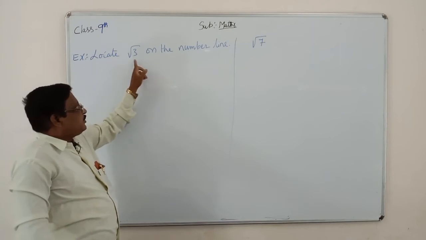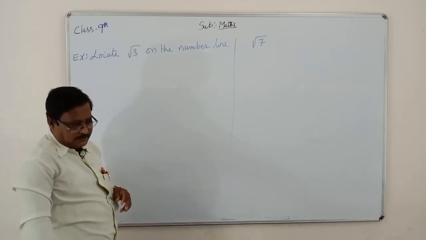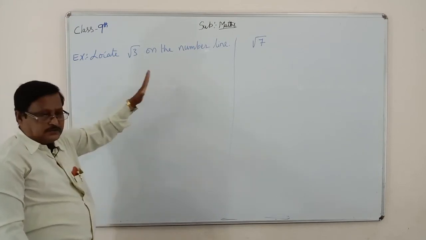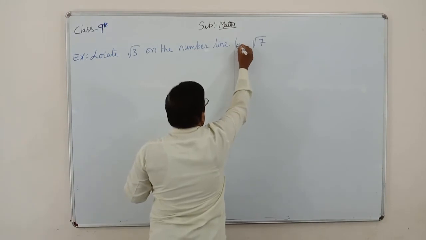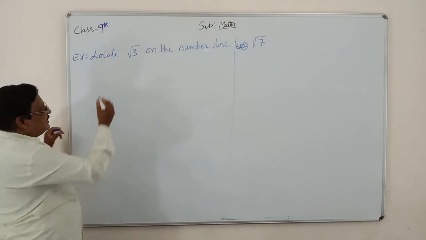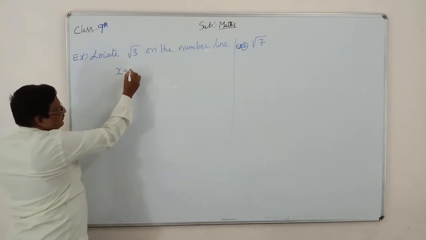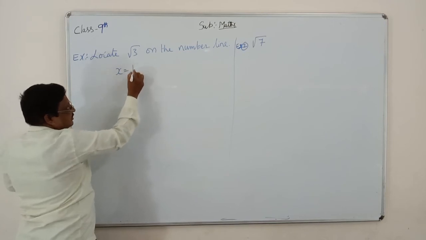Example, locate the square root of 3 on the number line, otherwise locate the square root of 7 on the number line. These two are the examples. This is example number 2, this is example number 1. Here, x is equal to square root of 3.